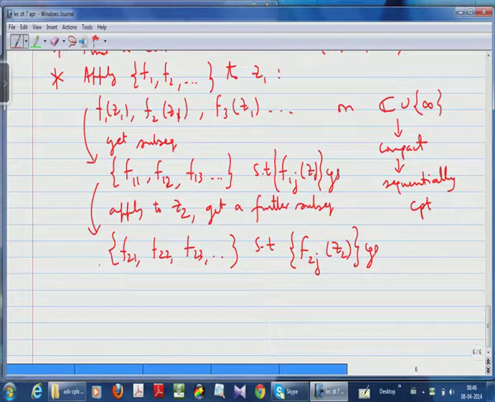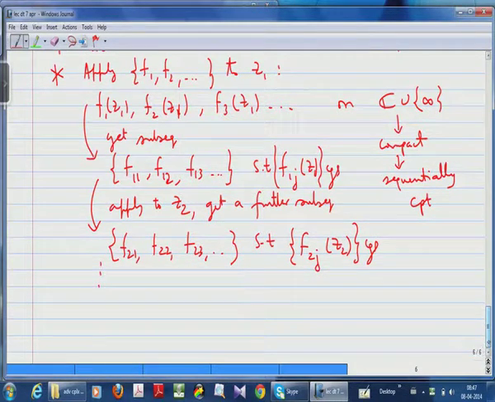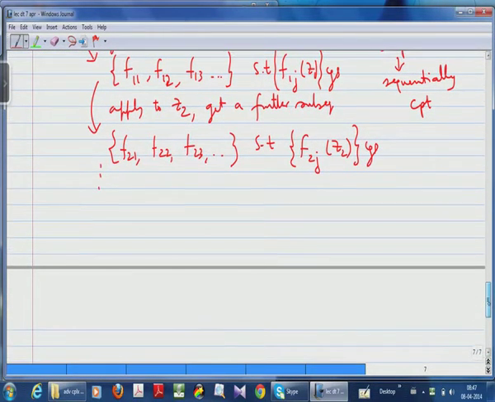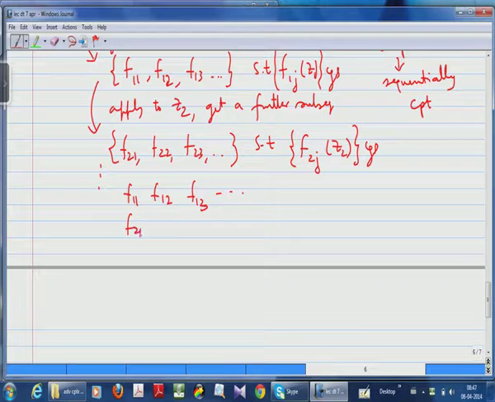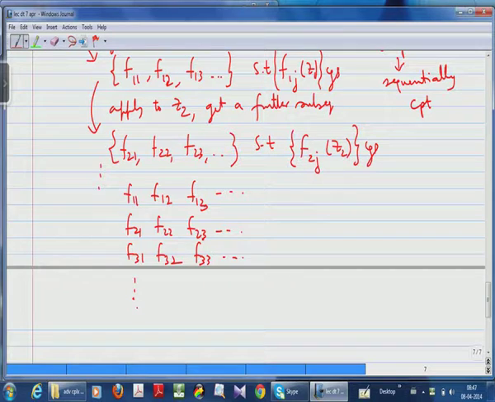Okay, and you do this ad infinitum. What you will end up with is this matrix as usual. So you will get this matrix of functions f11, f12, f13 and so on, f21, f22, f23 and so on, f31, f32, f33 and so on. So it goes on like this, and it's the diagonalization trick that we use. What we do is that we extract this diagonal subsequence.